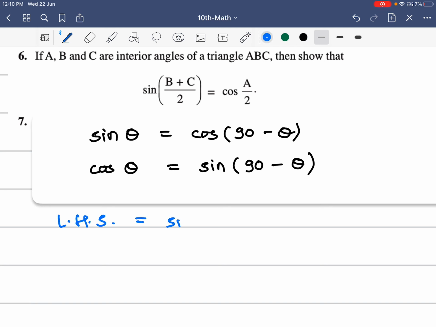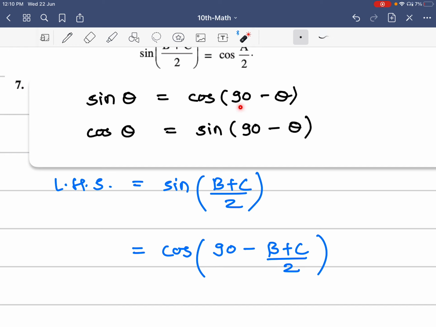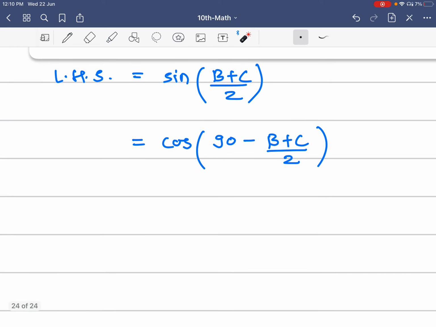Left hand side is equal to sine of (B plus C) the whole divided by 2. Now that can be written as cos of 90 minus (B plus C) the whole divided by 2. We are using this property, cos of 90 minus theta. Now let's focus on this inside bracket and try to solve it. Try to in fact convert it into proper numbers.